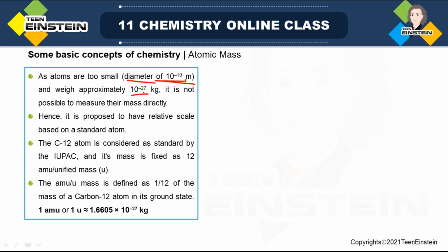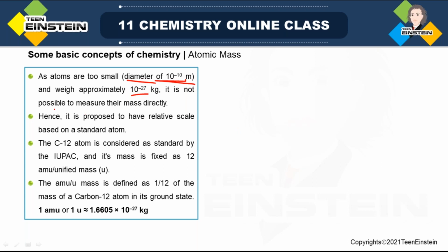But still it is a very small number, right? So it is difficult to measure their mass directly, and in day-to-day life, handling these small numbers is difficult. Hence it is proposed to have a relative scale based on a standard atom. So we have to choose some particular atom which we will call the standard atom, and based on that we will compare the mass of the atom we want to know with the carbon atom. It is a comparative value, so that is why it is a relative scale.